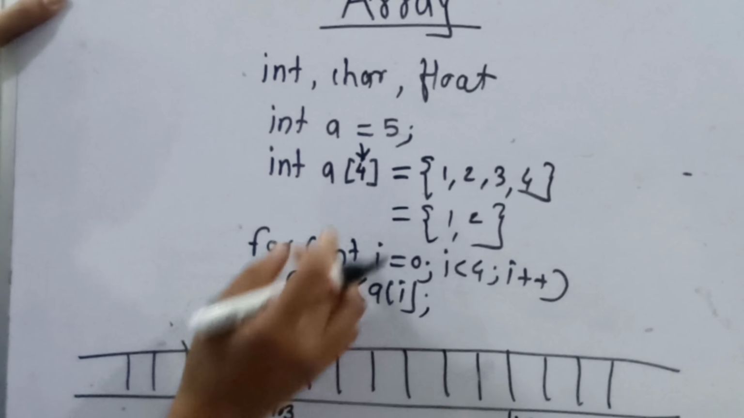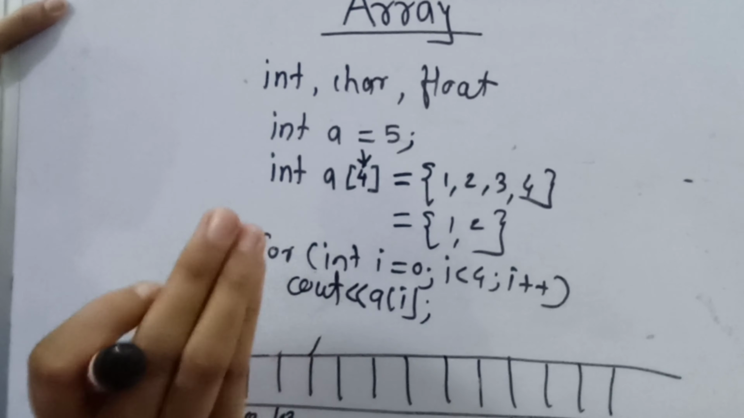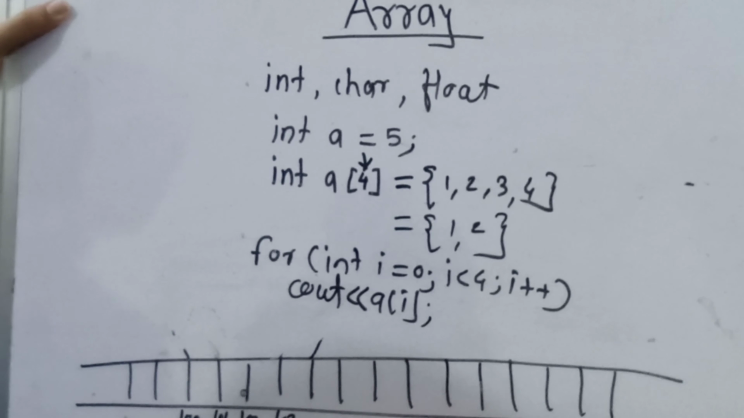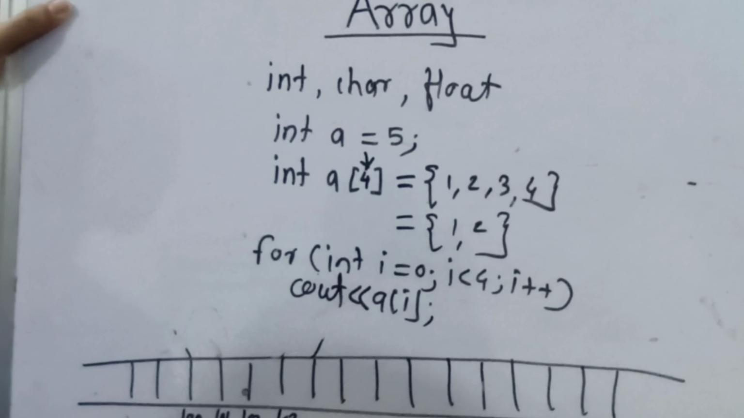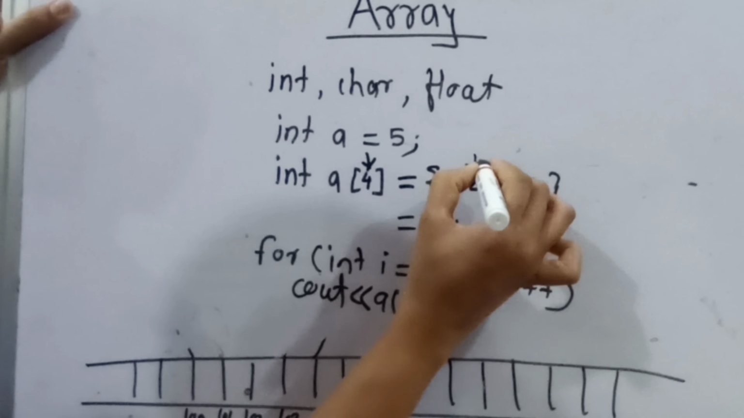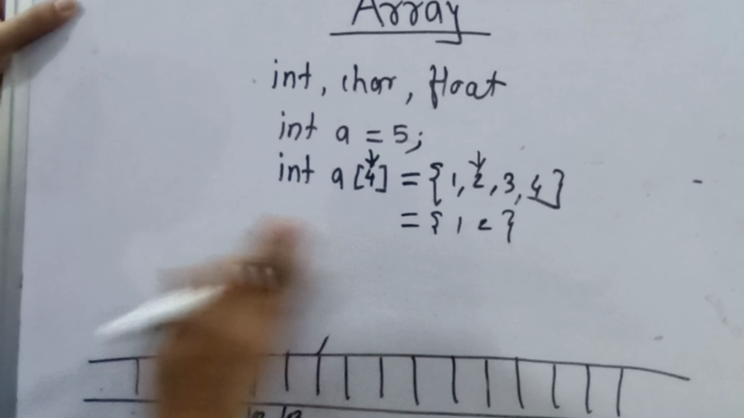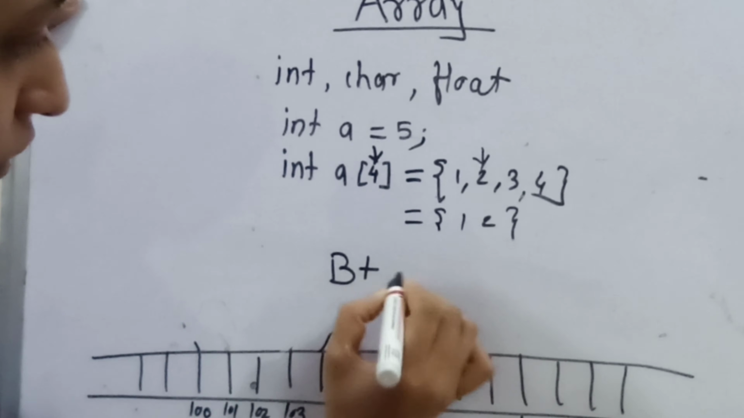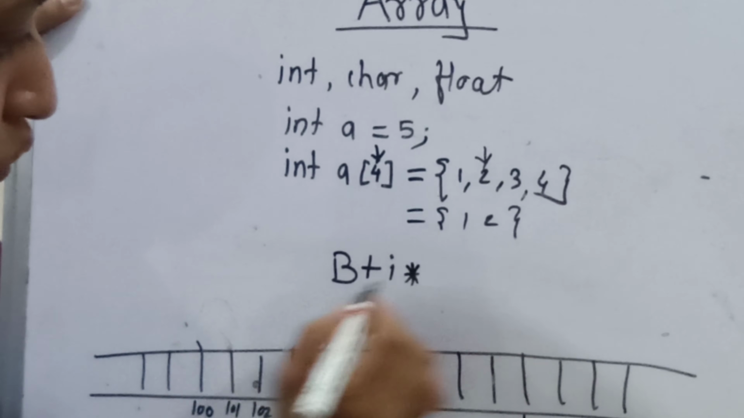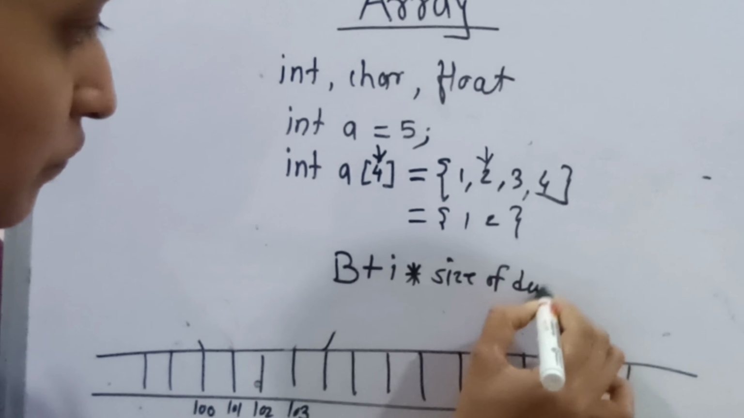So this is the array declaration, array initialization, how to access the array, and how to print the array. And here, suppose I want to find out the address of a particular element in this array, then how do we find that? If we know the base address, then I can find out the address of any element of the array. Suppose I want to find the address of this 2. At that time we have to use a formula like this: b + i * size of data type.